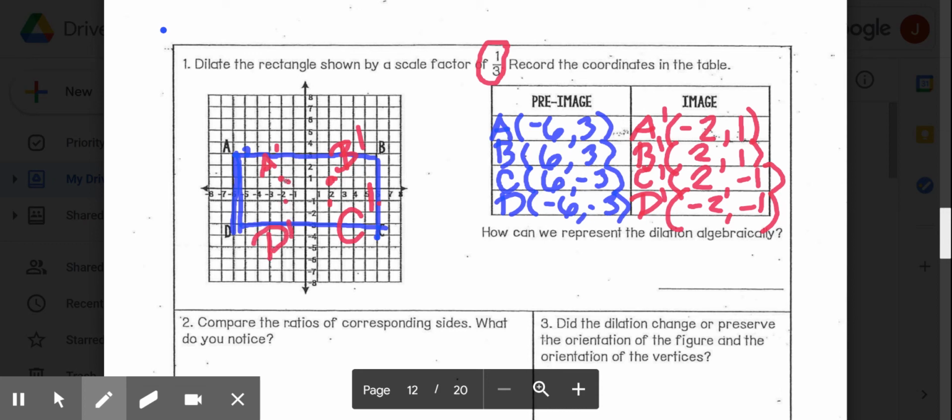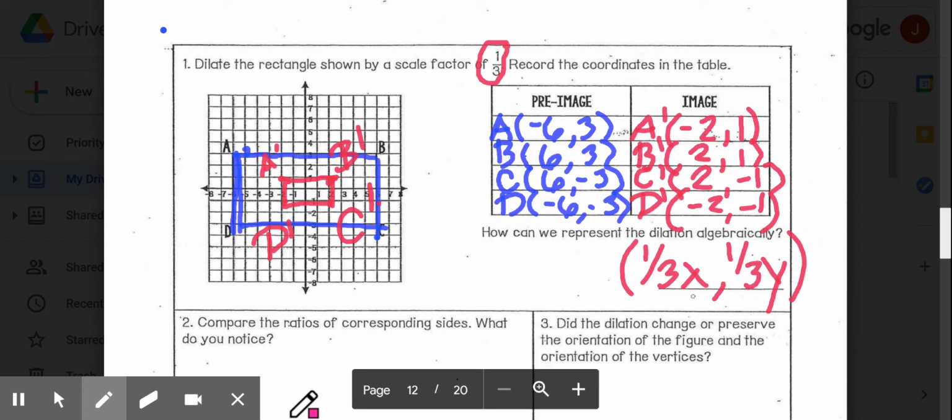And I could even go ahead now and connect my new rectangle. And you can see with that scale factor of 1/3 that our image got much smaller. If we were going to represent this algebraically, we would write, as an ordered pair, 1/3 x, 1/3 y. So each coordinate, the x and the y, are being multiplied by the scale factor of 1/3.